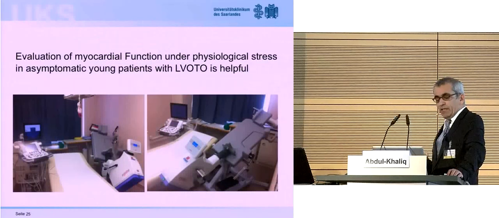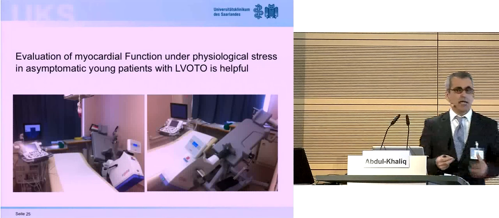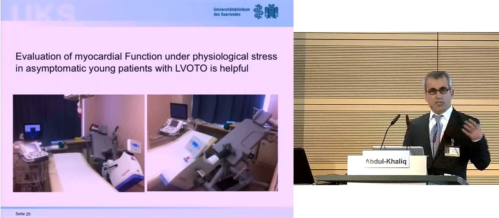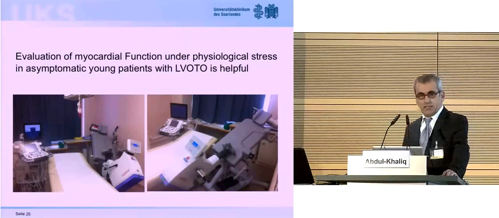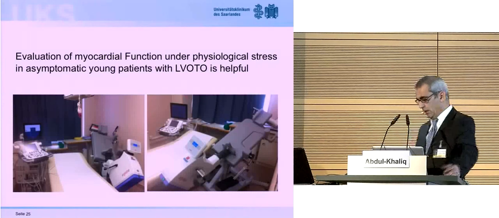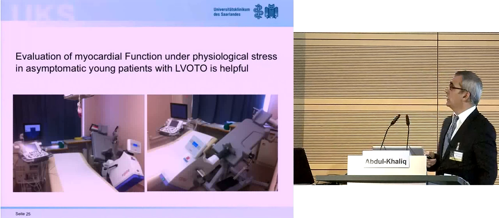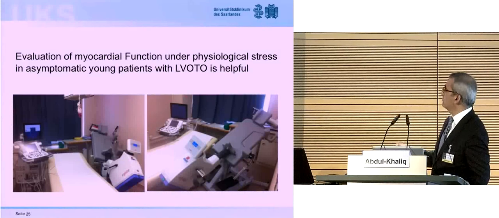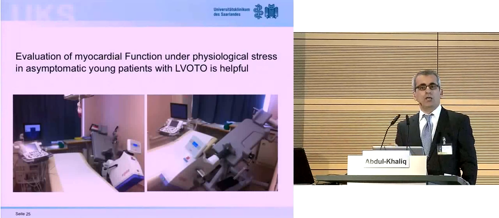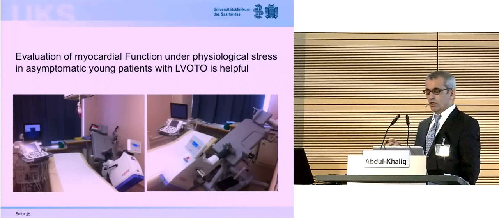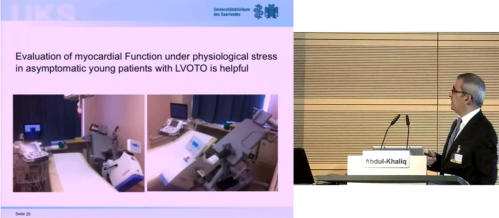And another aspect which helps for decision making is to look at the patient under physical exercise. All of these parameters we perform are at rest. And this is my critique also for the establishment of guidelines. I think in our pediatric patients, patients with congenital heart disease, we have to look also at the gradient and at the function under physical stress. In our department, we have exercise testing beside the echo machine. And we are now using these methods and evaluating them within some prospective studies.